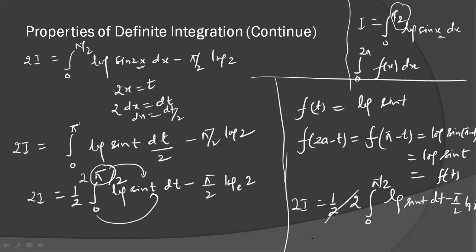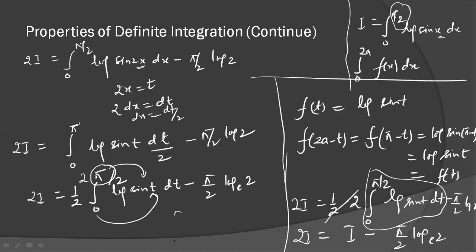The 2 is cancelled out. Now, in log sin t dt, here you have log sin x dx, so use the first property. We can change the dummy variable: x can be written as t also. The limit must be the same, and the limit is the same. So it is again I. This is the value of I using the first property, minus π/2 log 2.